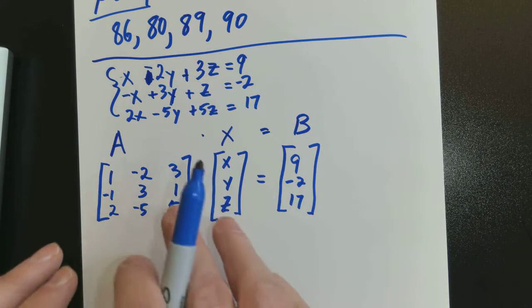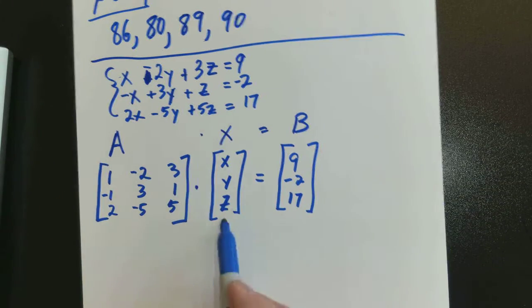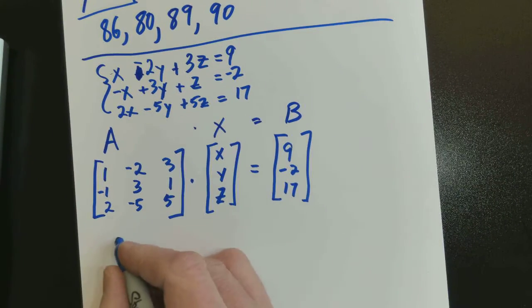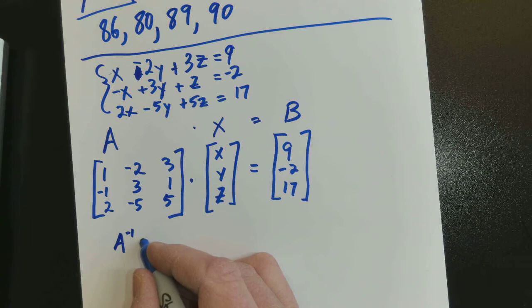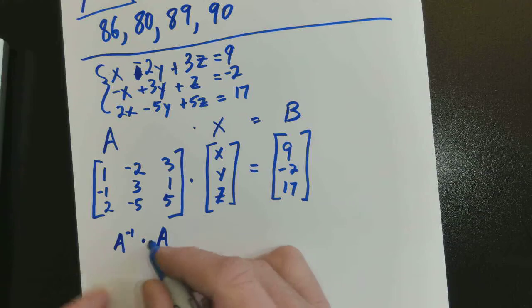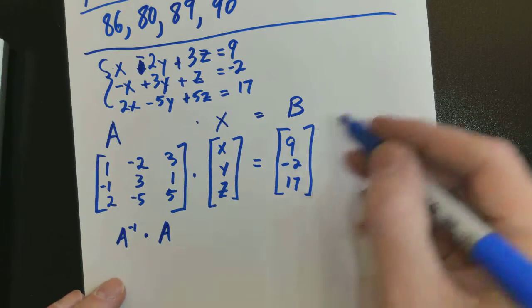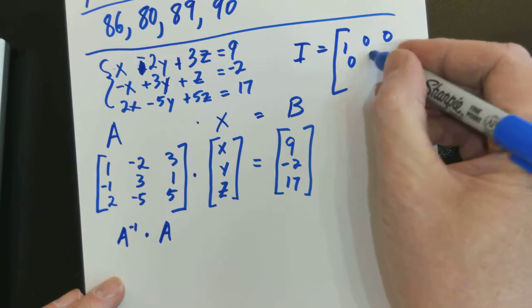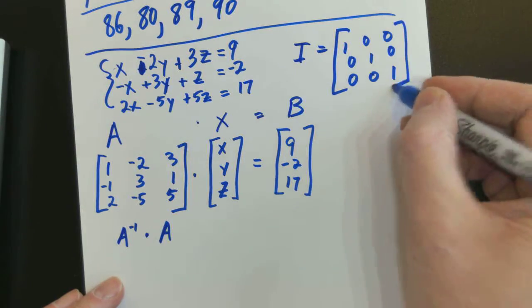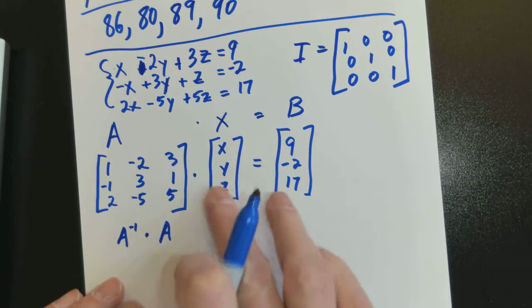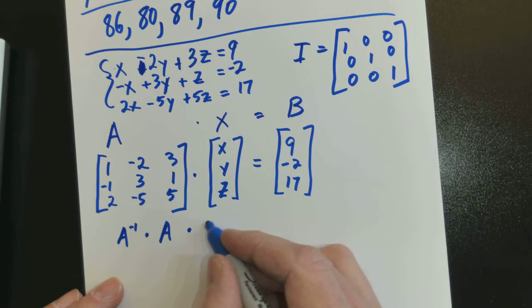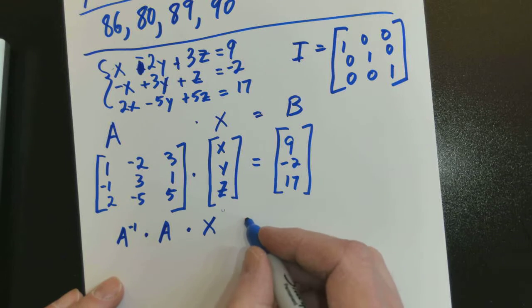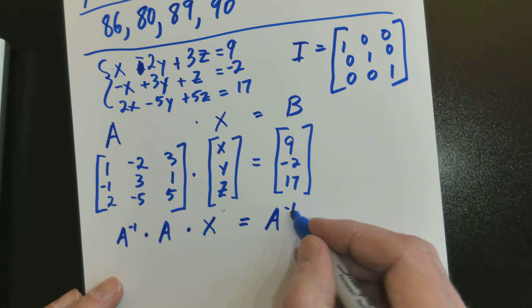Now, in order to get the variable matrix by itself, we're going to multiply both sides by the inverse. So I'm going to take the inverse of A times A, and that will give me what's called the identity matrix. The identity matrix is 1, 0, 0, 0, 1, 0, 0, 0, 1. And when you multiply that by any matrix, you will get the matrix, which in this case will be our variable matrix. Okay, and then I'm going to multiply this side by the inverse.